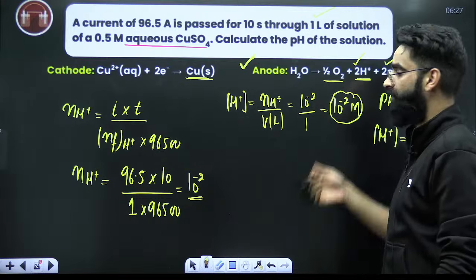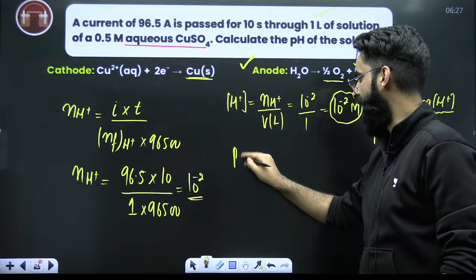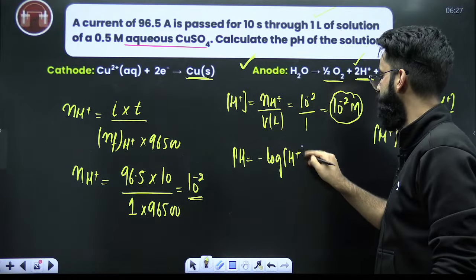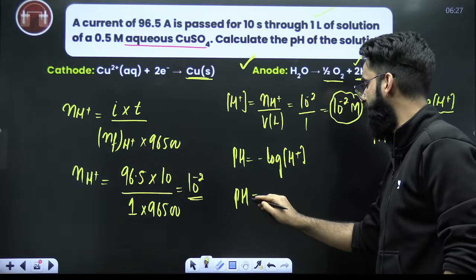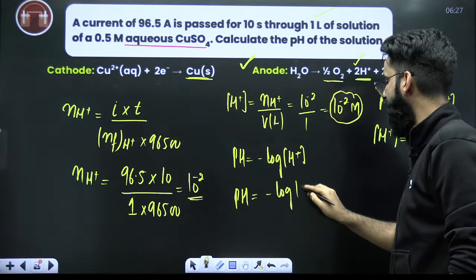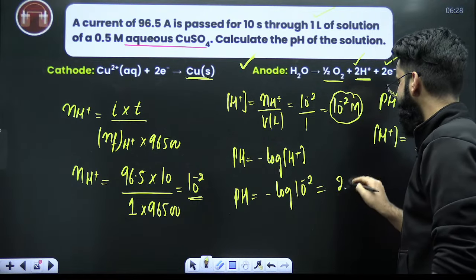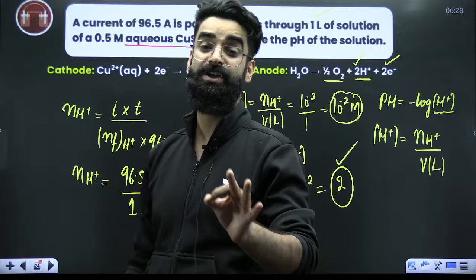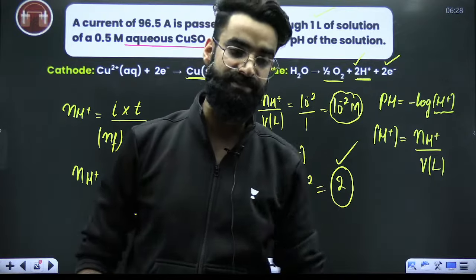If you got the concentration of H positive in the solution, you can easily calculate pH of the solution. P stands for minus log. It is minus log of H positive. So pH is going to be equal to minus log of 10 raised to minus 2. The value exactly comes out to be 2. So 2 is the pH of the final solution which we get after the electrolysis is done.